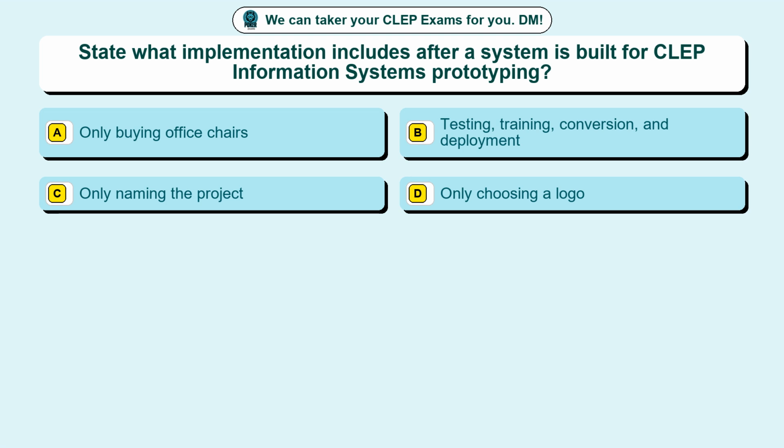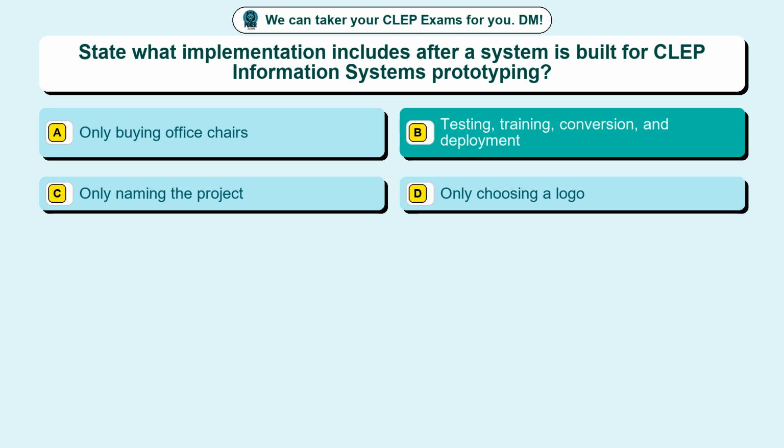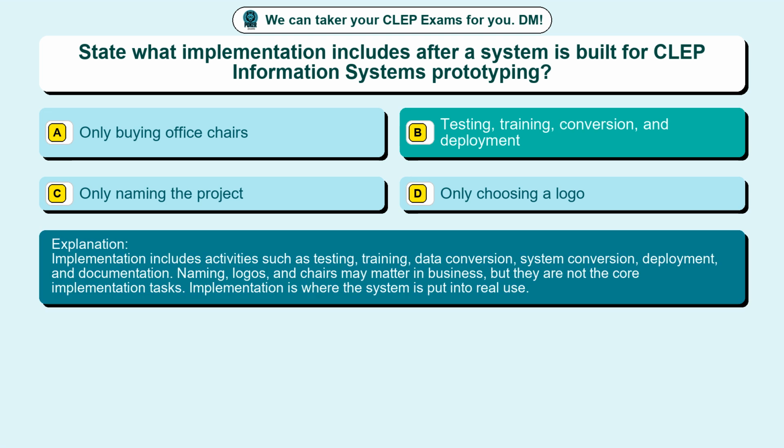Option D, only choosing a logo. The correct answer is option B, testing, training, conversion, and deployment. Implementation includes activities such as testing, training, data conversion, system conversion, deployment, and documentation. Naming, logos, and chairs may matter in business, but they are not the core implementation tasks. Implementation is where the system is put into real use.